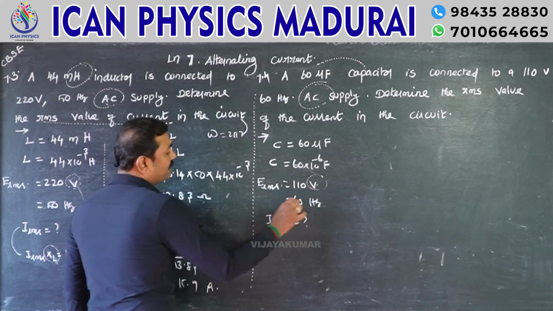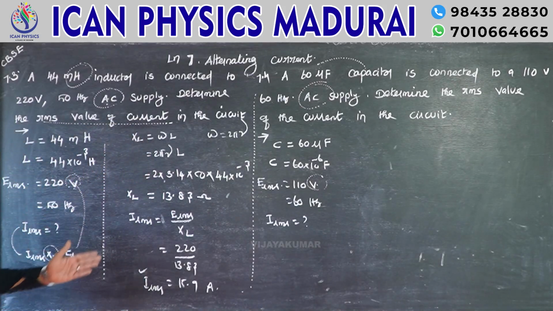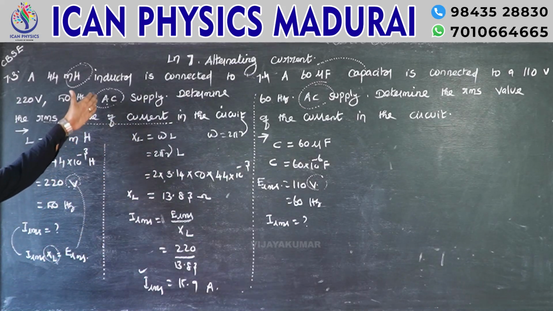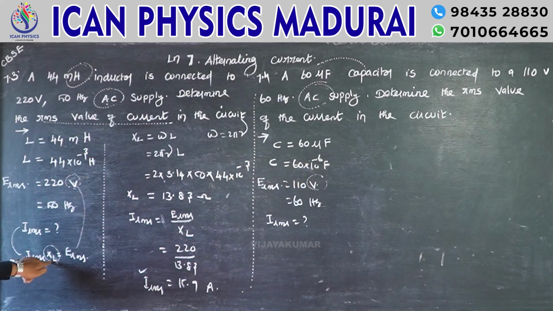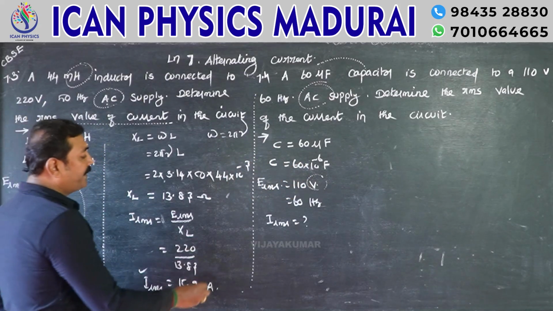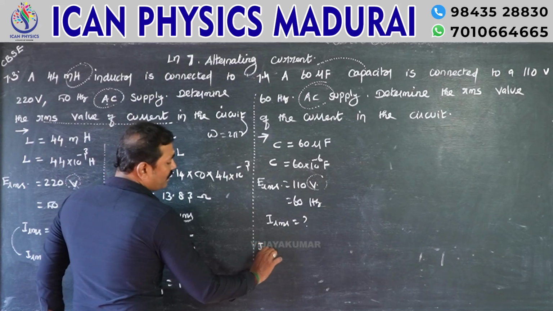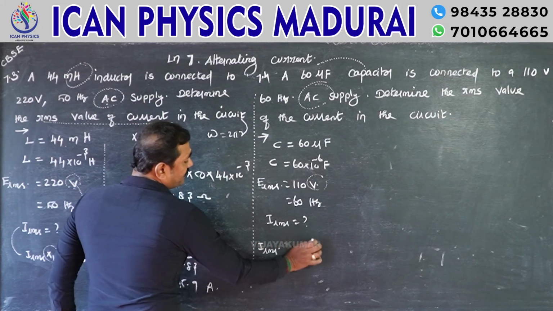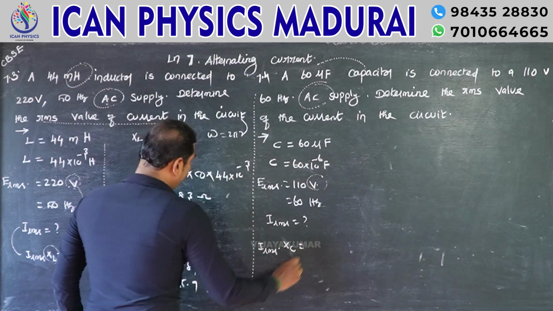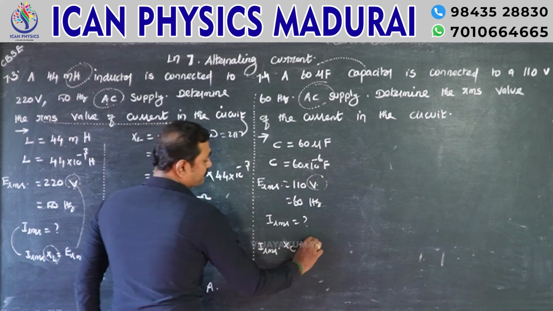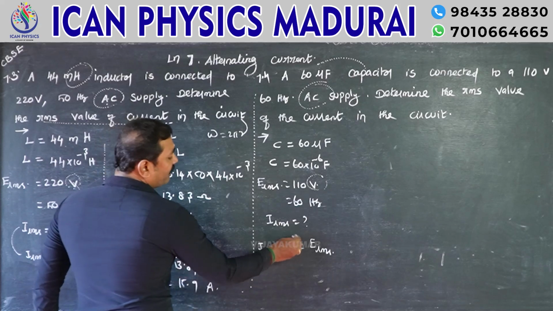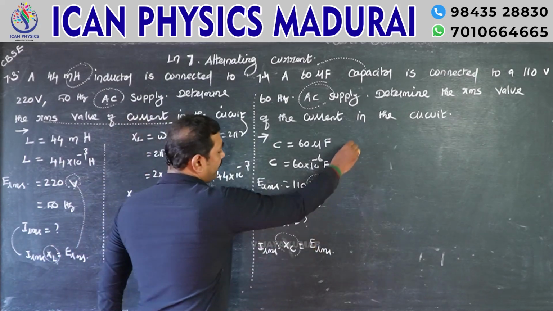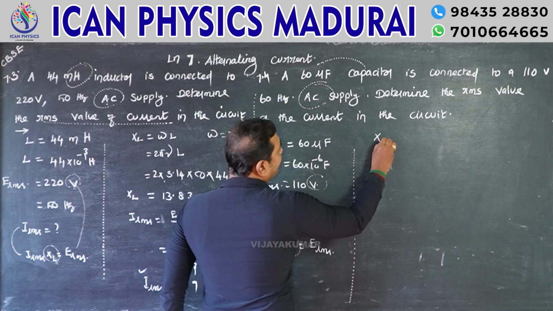What we solved earlier is the same thing, but there we used the inductor and here we are using the capacitor. So instead of XL, I am going to write XC. So IRMS into XC equals ERMS. Now we have to calculate the value of XC. How can we calculate the value of XC?